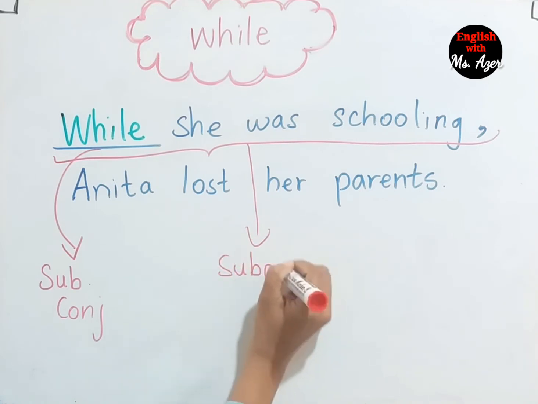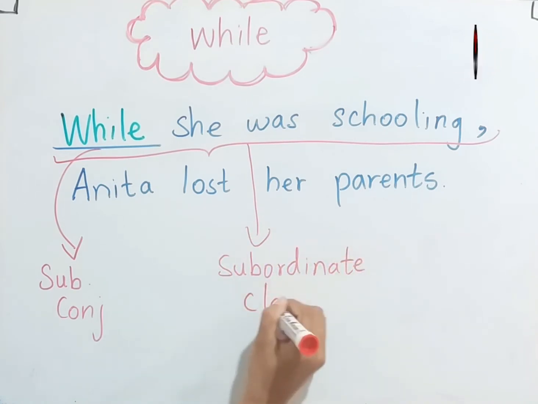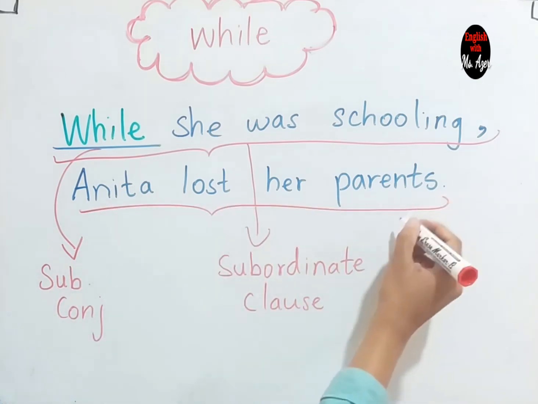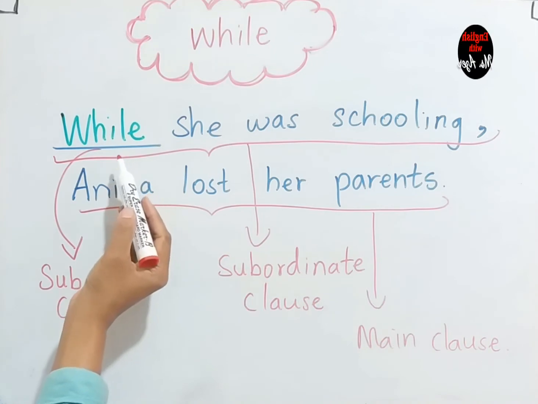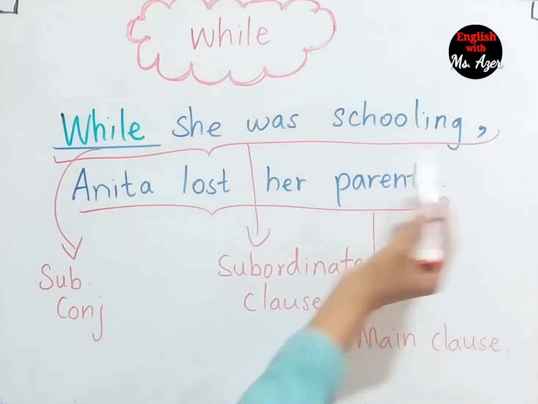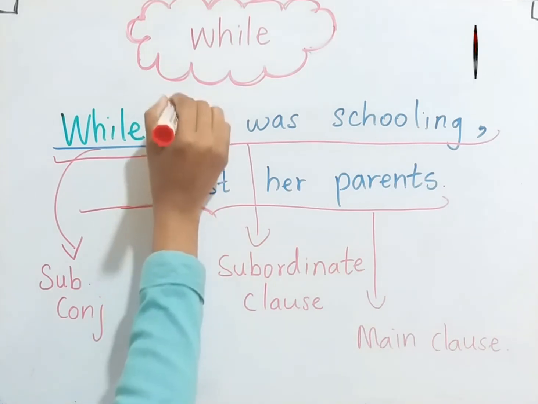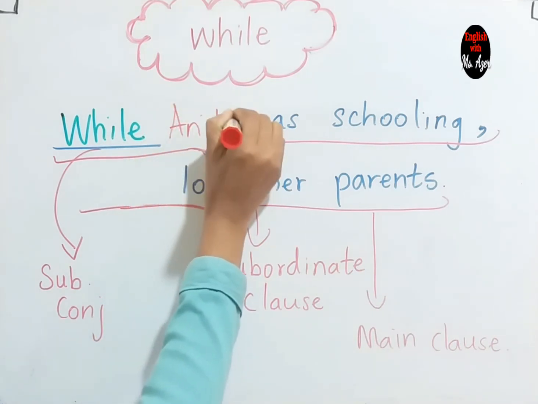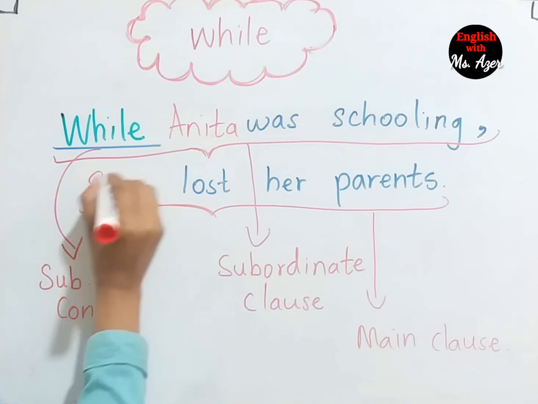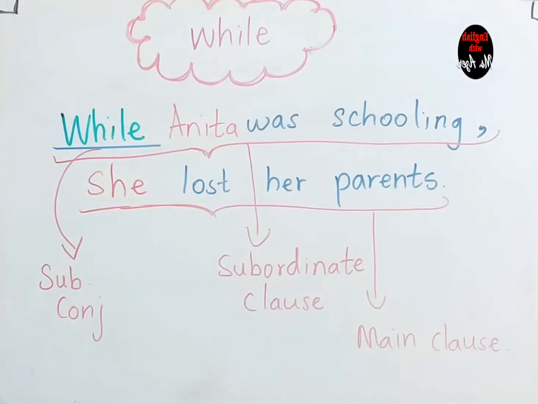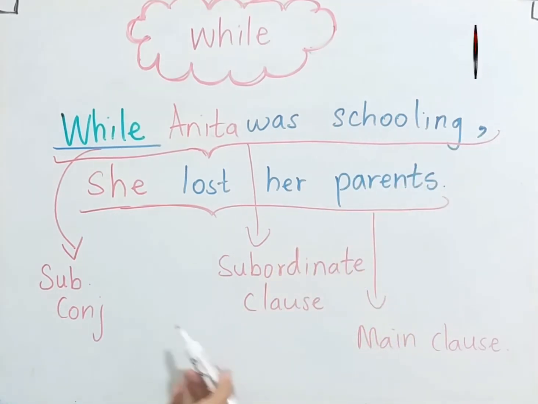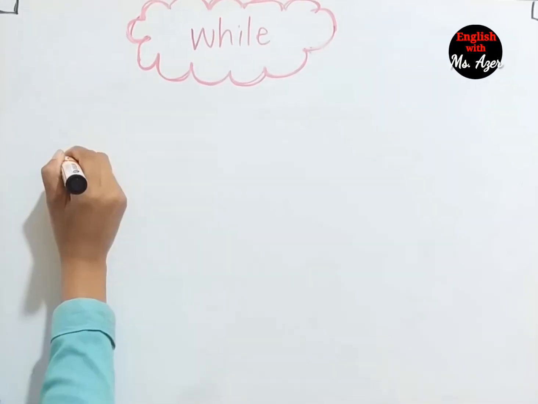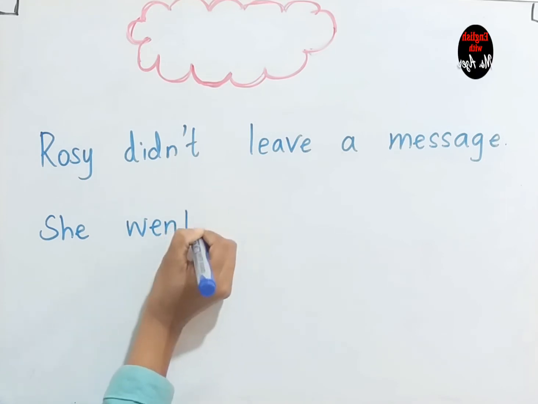If you carefully focus on this sentence, you may see I've placed a comma immediately after the dependent clause because we have used the subordinating conjunction at the beginning of the sentence. Now we'll see the correct way of writing this sentence in the grammatical order. We should place the doer of the sentence at the beginning and then the pronoun that refers to the doer. Therefore, we can say the same sentence, while Anita was schooling, she lost her parents, by placing the doer Anita at the beginning.